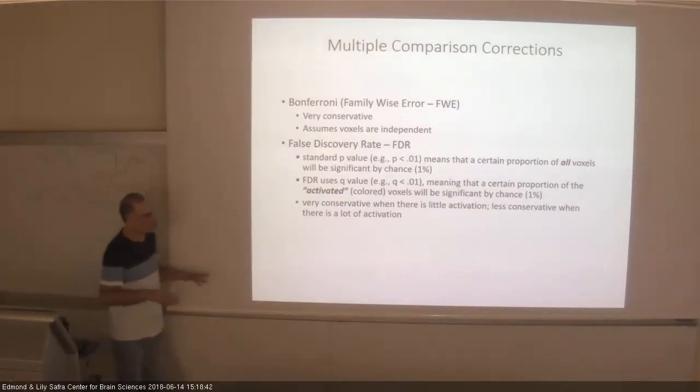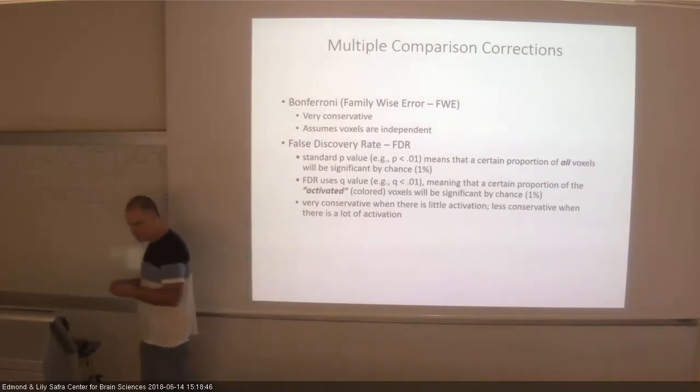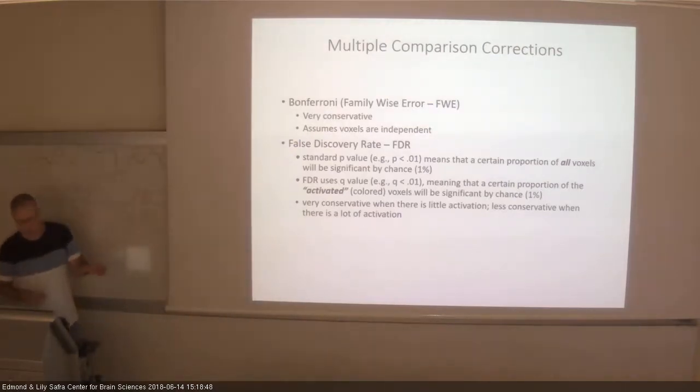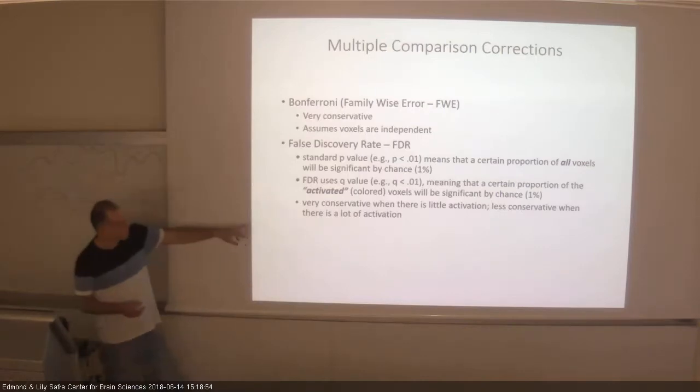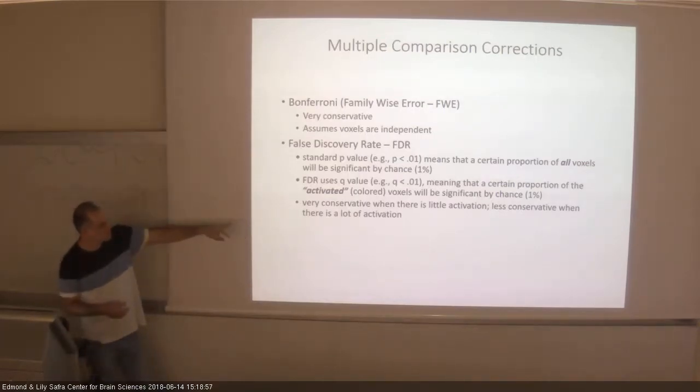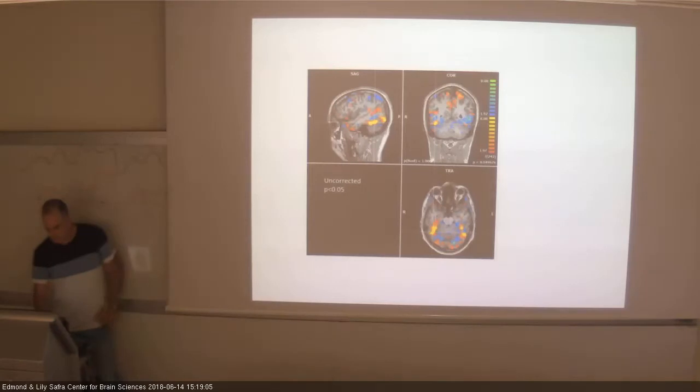measurement, and it's adaptive because it will change according to the absolute number of voxels that you found active. Okay, so it's very conservative when there is little activation. Okay. But it's less conservative when there's a lot of activation. And is that true? Very conservative when there is little activation, yeah, it's true.